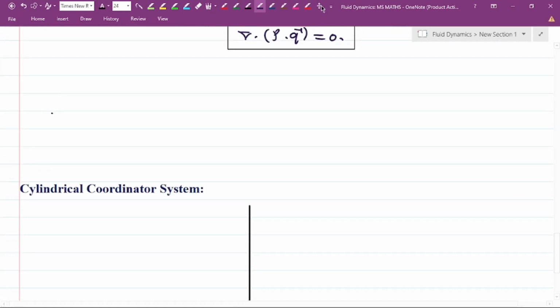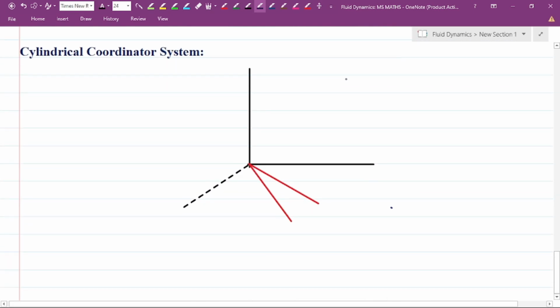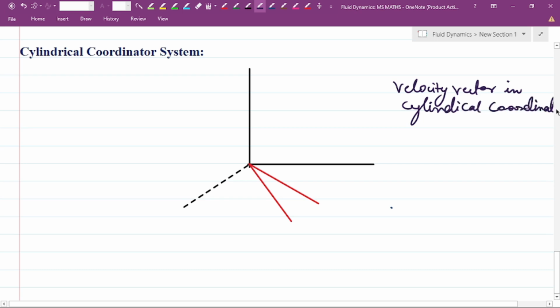Now if we have a cylindrical coordinate system, the velocity vector in the cylindrical coordinate system is basically q r, q theta and q z. What is r and what is theta? So I say this is Y, this is Z, this is X.